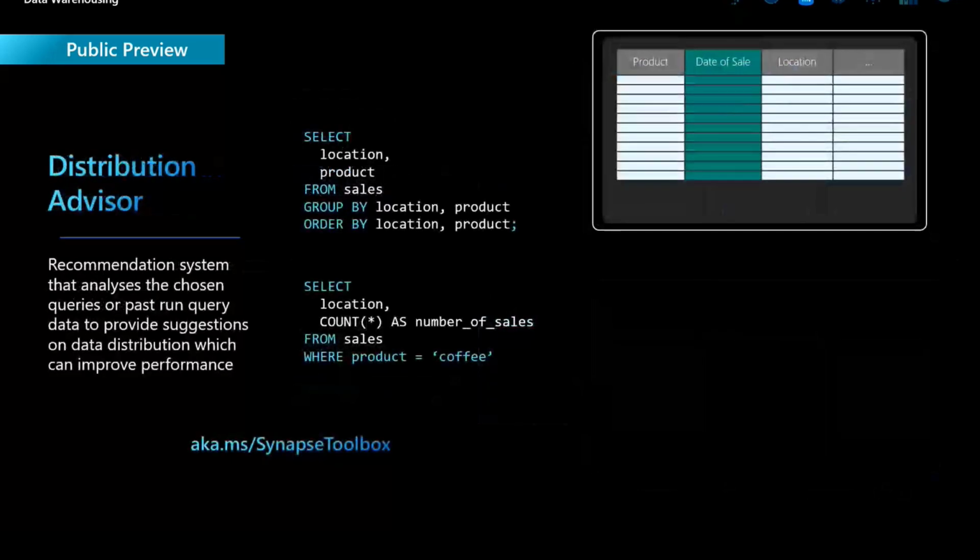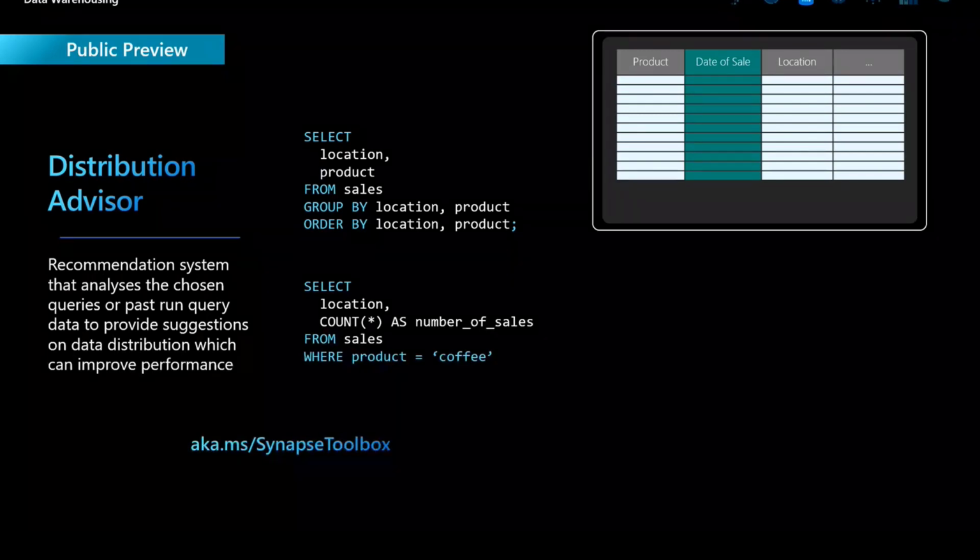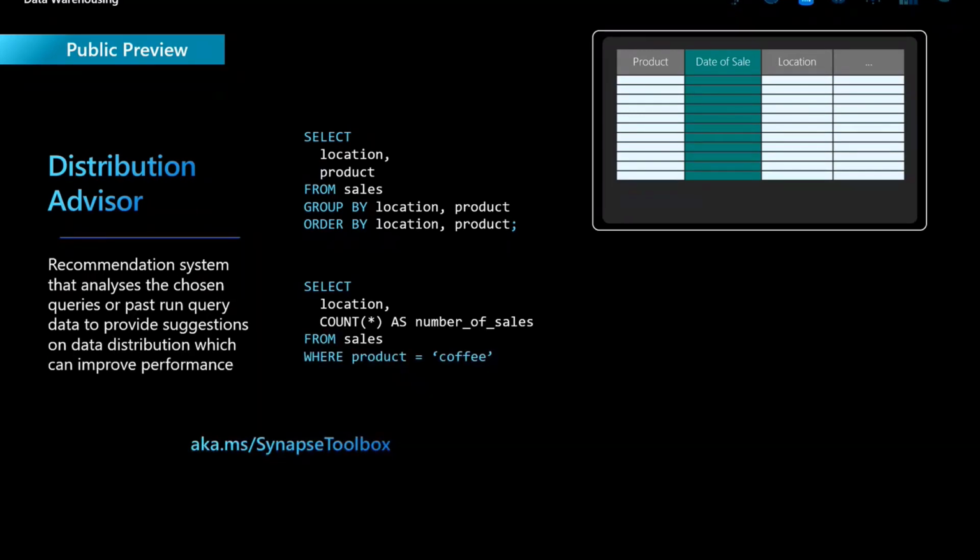Now, we also have a public preview of Distribution Advisor, which is a set of SQL objects that allow you to get advice on how you should distribute your data based on the queries collected by the dynamic management views in your database or by queries provided by users. So you can actually provide your own queries. So here is an example.